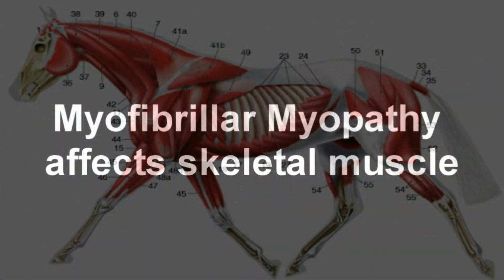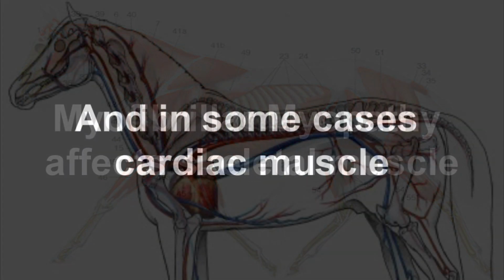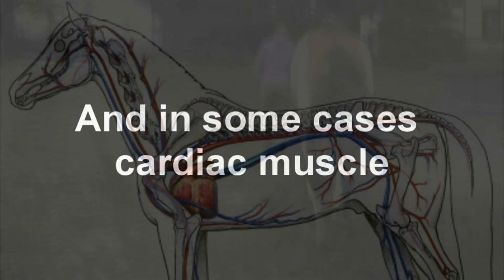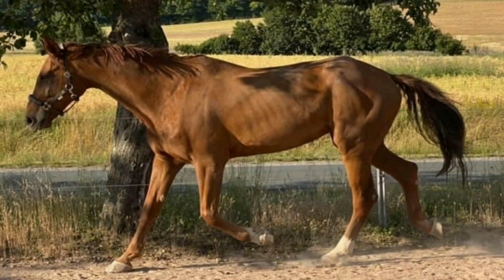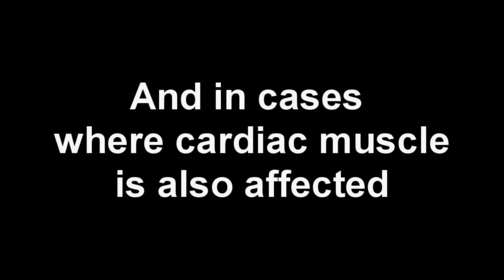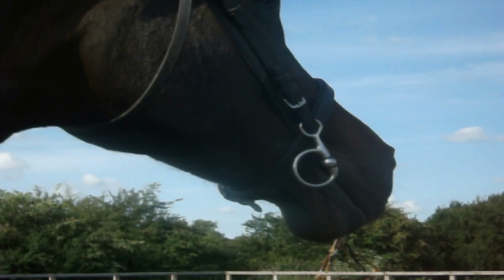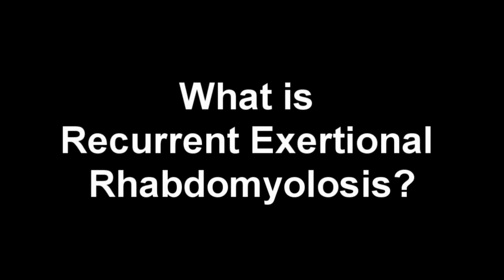Myofibrillomyopathy, also known as MFM, is a degenerative muscle disease caused by a mutation in muscle proteins. Myofibrillomyopathy affects skeletal muscle and, in some cases, cardiac muscle. It causes muscle weakness, loss of muscle mass, and in cases where cardiac muscle is also affected, respiratory problems. Although there is no current evidence to show PSSM2 causes respiratory problems in horses, there are a number of PSSM2 horses with respiratory issues. What is recurrent exertional rhabdomyolysis?